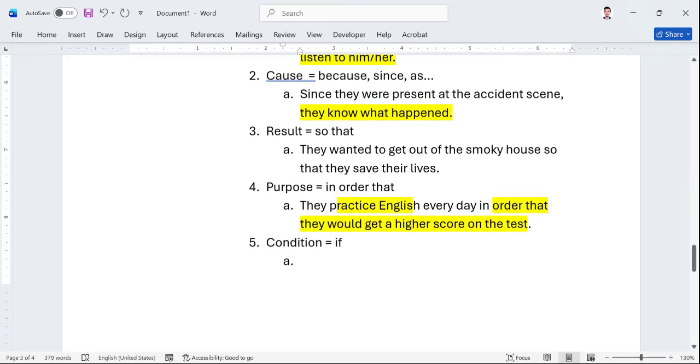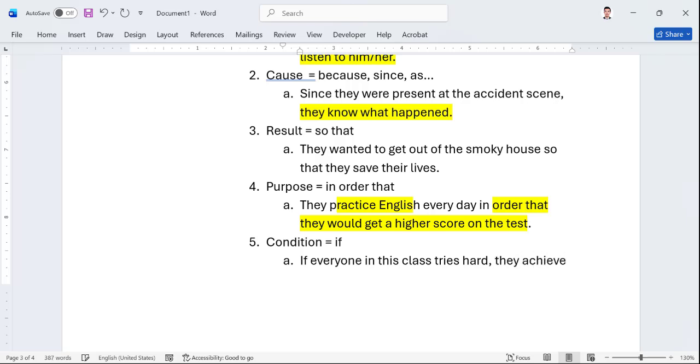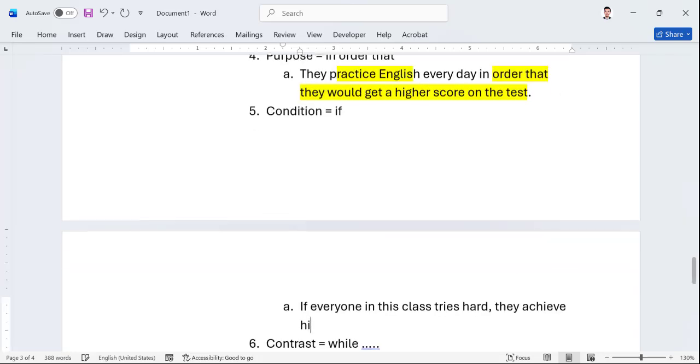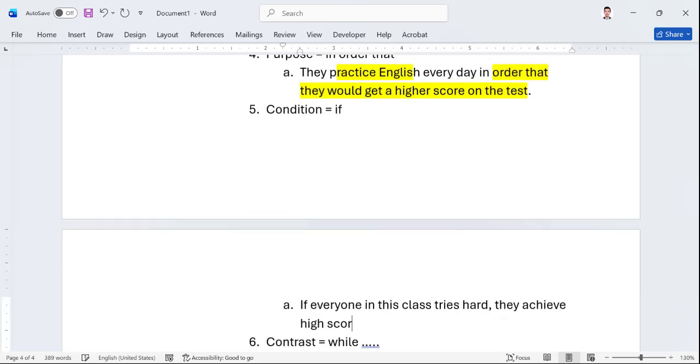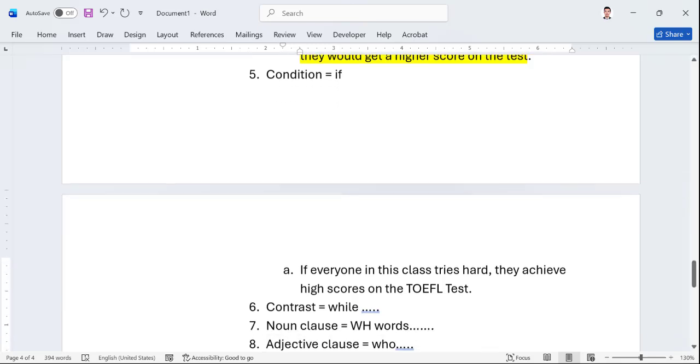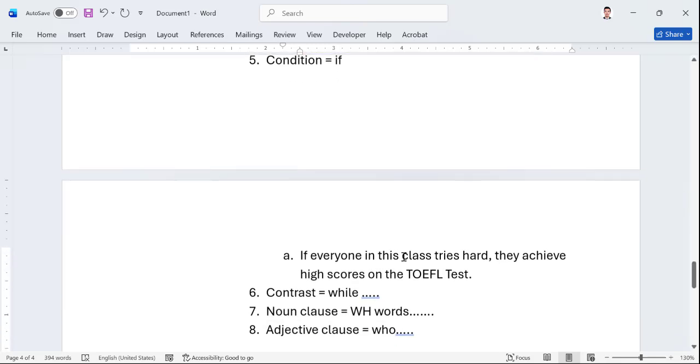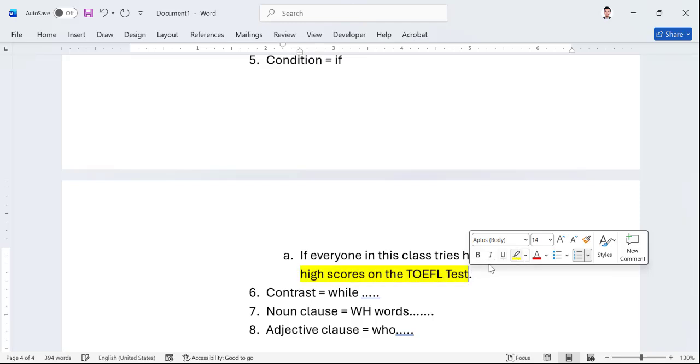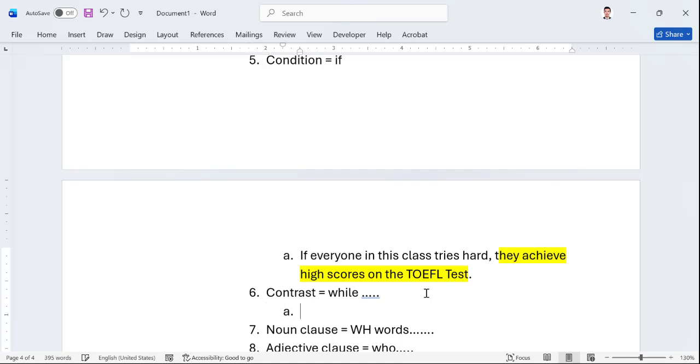With if, for example, we have if everyone in this class tries hard, they achieve high scores on the TOEFL test. So what is the condition, or under what condition do they achieve higher scores? If everyone tries hard, right? That's the condition.